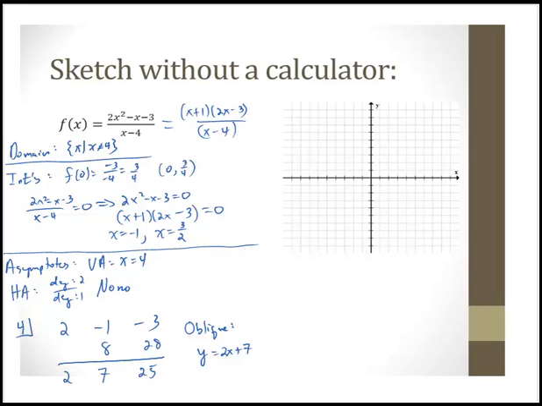Alright, so let's plot what we have so far. I have my vertical asymptote at x equals 4, and I'll just go ahead and use the same scale by ones. So there's my vertical asymptote at x equals 4. I have no horizontal, but I have an oblique asymptote at y equals 2x plus 7. And we have a slope of 2. Alright, so there's a couple of points on the line, and I guess let me extend this vertical asymptote upwards.